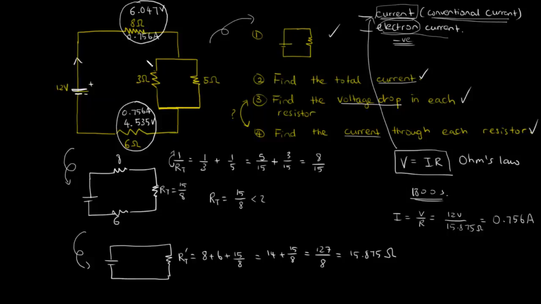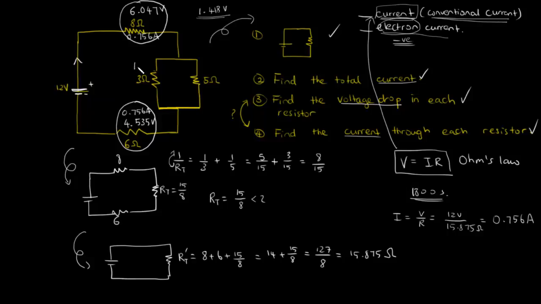Now, because these are in series, we can just subtract these voltage values from this 12 volts. So 12 minus 4.535, and minus 6.047. That means I have 1.418 volts left for these two. And as I mentioned before, this doesn't divide into two like 0.7 and 0.7 so that they add up to 1.418.